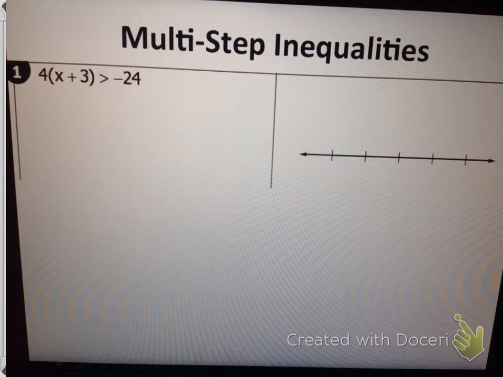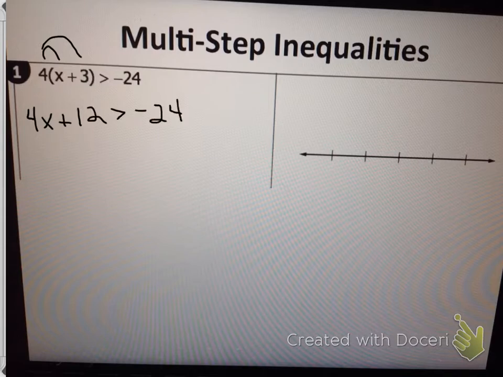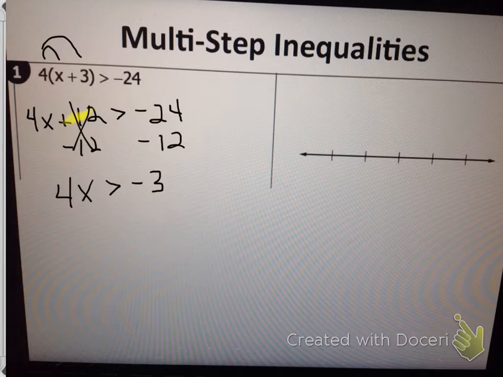We're going to solve it the same as we would a multi-step equation. The first step is going to be to distribute our positive 4 to our parentheses. When we do that, we'll have 4x plus 12 is greater than a negative 24. Now, going through our steps for solving equations, the first thing that we're going to want to get rid of is something that is added or subtracted. To do that on this problem, we're going to subtract 12 from both sides. Our next step will look like this. We'll have 4x is greater than a negative 36.